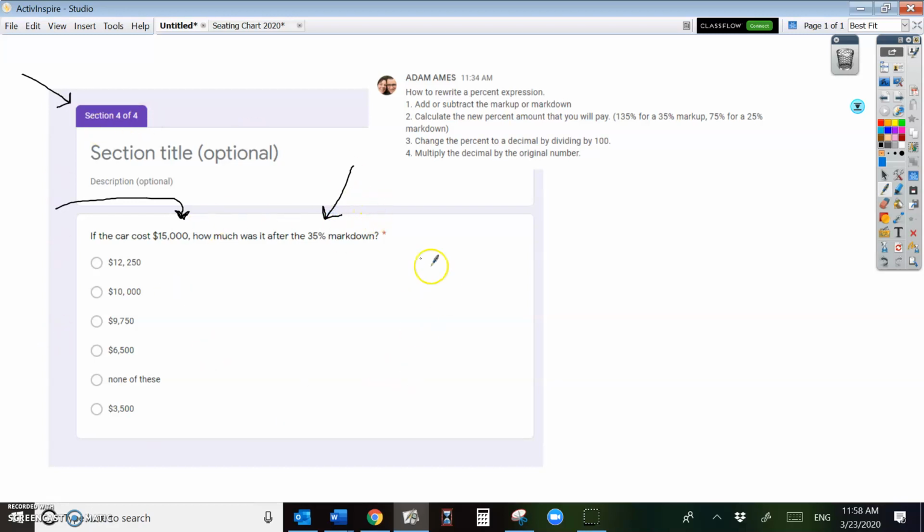Now, I'm not going to do this problem, but I will show you a similar problem so that when you do the quiz, you can see how that's done. Step 1, add or subtract the percent markup or markdown. Okay, so here's our example problem.